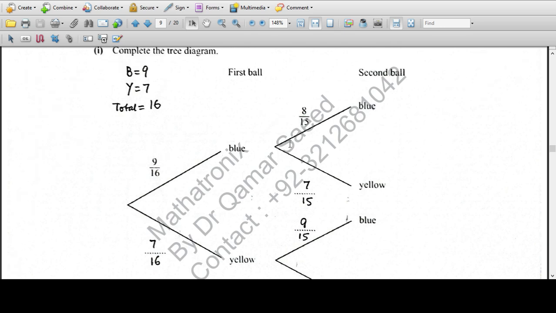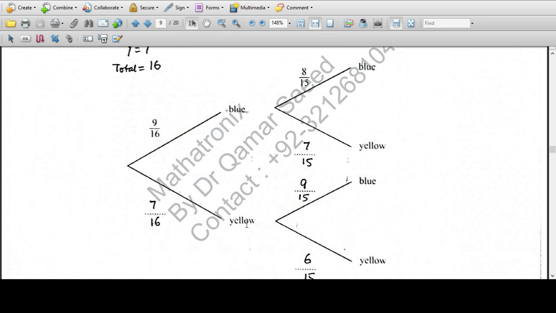After taking one blue ball, the other blue ball count will be one less, and the total is also less, so 8 upon 15. Since no yellow ball is taken, the number of yellow balls is again 7, but one ball is gone, so 15 balls remain. So if the second ball is yellow, the probability will be 7 upon 15.